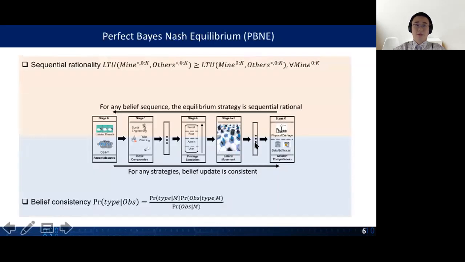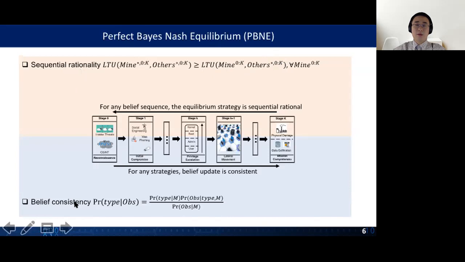The solution concept is PBNE. The Nash equilibrium characterizes the interaction among multiple players. Bayes characterizes the user's uncertainty, and the perfect characterizes multi-stage dynamics. PBNE involves two requirements. The first is sequential rationality, which says that if the other player follows the equilibrium for all the stages from 0 to k, any deviation from my side will not benefit my long-term utility, so that I should also follow the equilibrium.